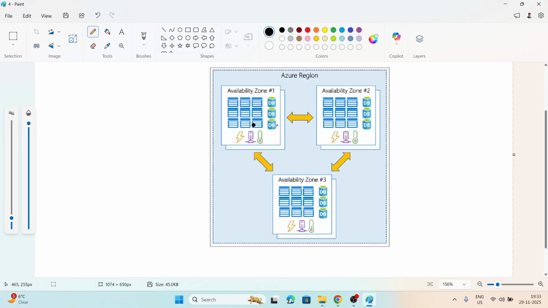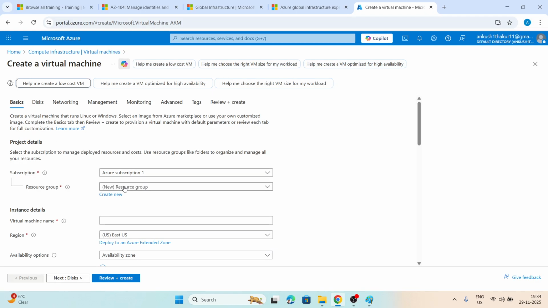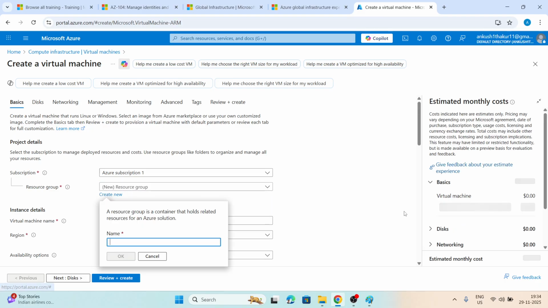So the Azure region will look like this, and here, these are the zones. Azure provides us the option to select zone 1, zone 2, or zone 3. Or we can select 1 and 2 both, or 1, 2, and 3, all 3. So let me show you where we get this option. Now I am creating a virtual machine.